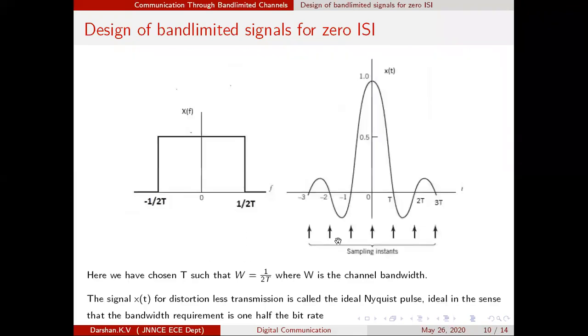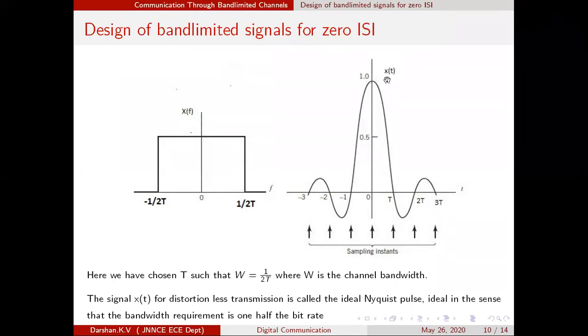Okay, so now what we will think is, to have a zero ISI, the best example of x of t is the sinc pulse. Now you just go back to your previous classes. What do you essentially mean by this x of t?